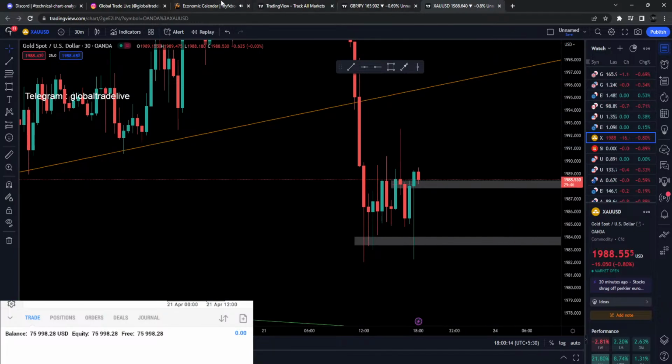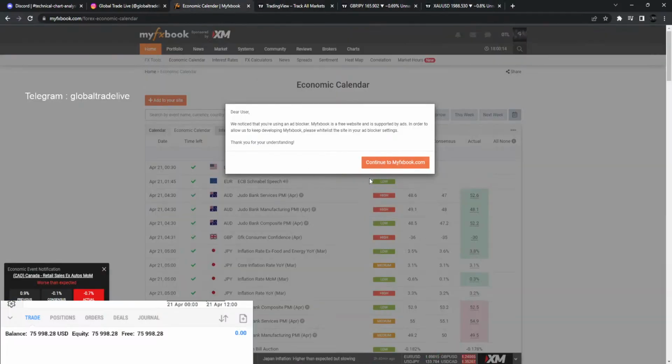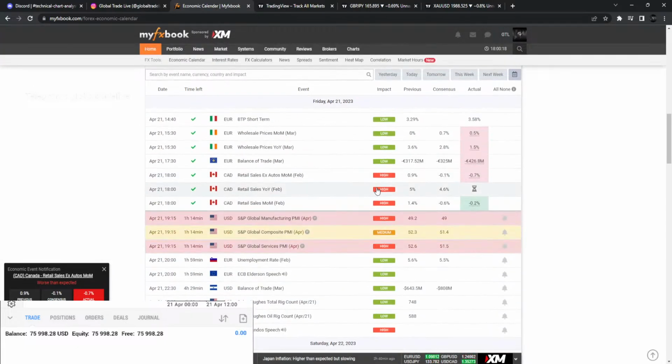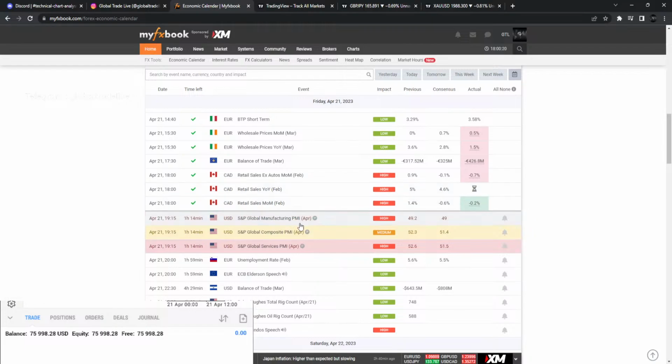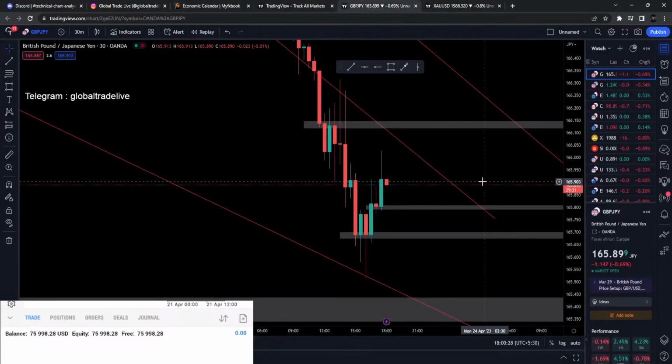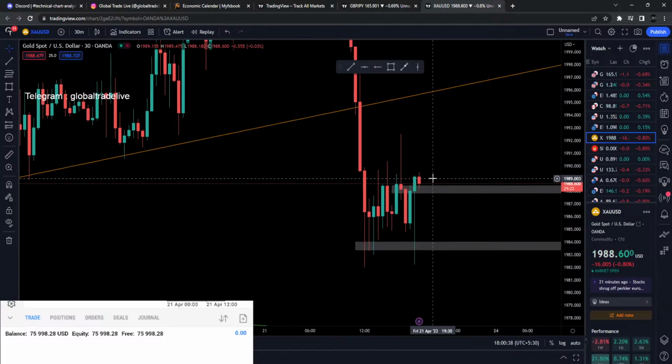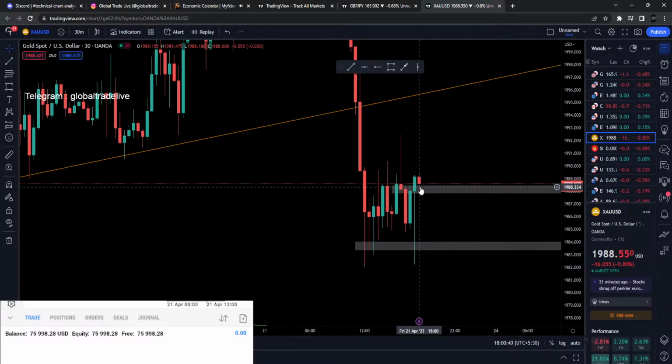So the news has come in, let's have a look. There was CAD data over here, retail sales, and USD news will be coming up in like 1 hour 14 minutes. So we still got some time. Now as we can see over here, this gold candle just closed above, in a bullish direction, and the market has come down.